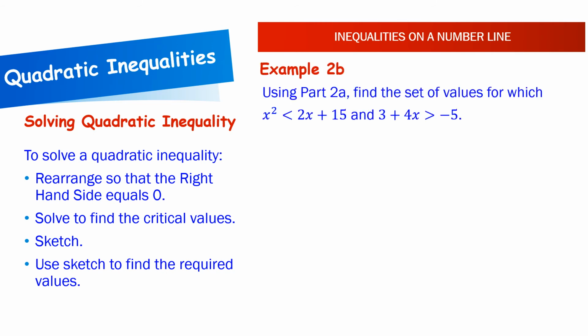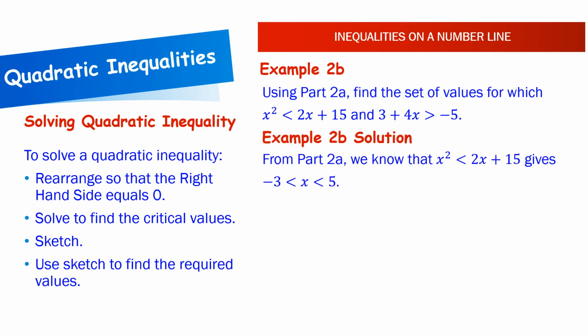Now let's take a look at example 2b. Using part A, we are required to find the set of values for which x squared is less than 2x plus 15 and 3 plus 4x is greater than minus 5. From part A, we already know that x squared is less than 2x plus 15 gives us minus 3 less than x less than 5. Now 3 plus 4x is greater than minus 5 implies x is greater than minus 2, simply by rearranging that equation.